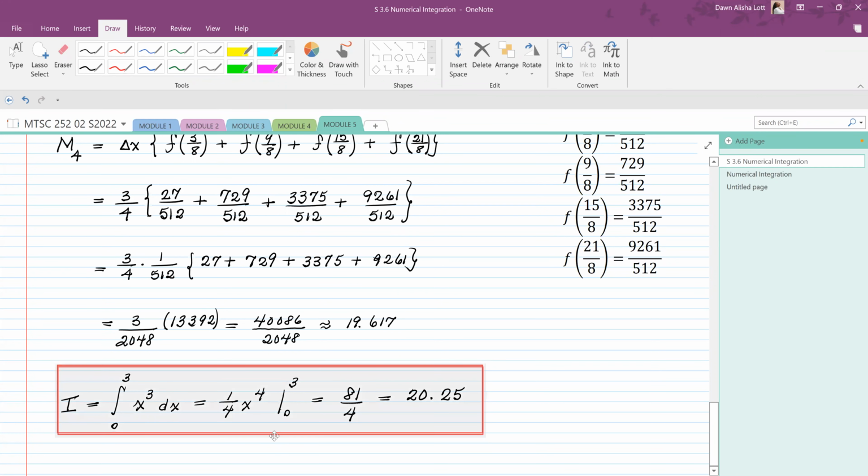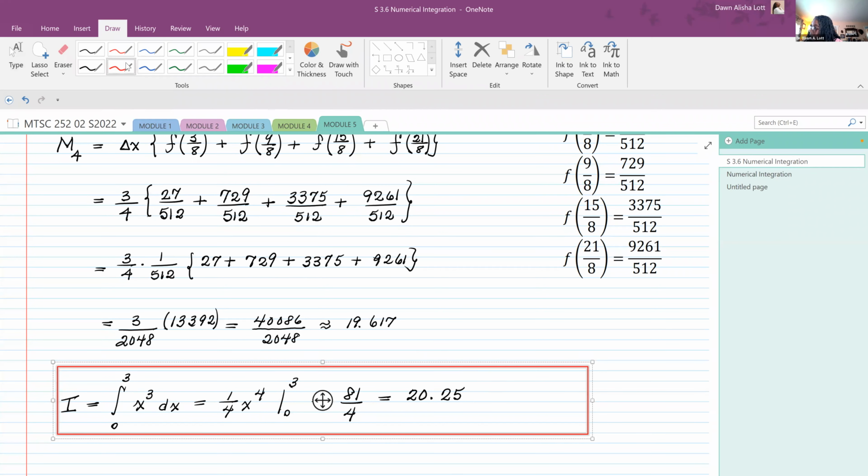Dr. Lott, where did you get the 1/4 from? Yes. When you integrate x cubed, remember you go x to the n plus 1 divided by n plus 1. Okay. Got it? Yeah. Okay. So this is the exact value of the integral.